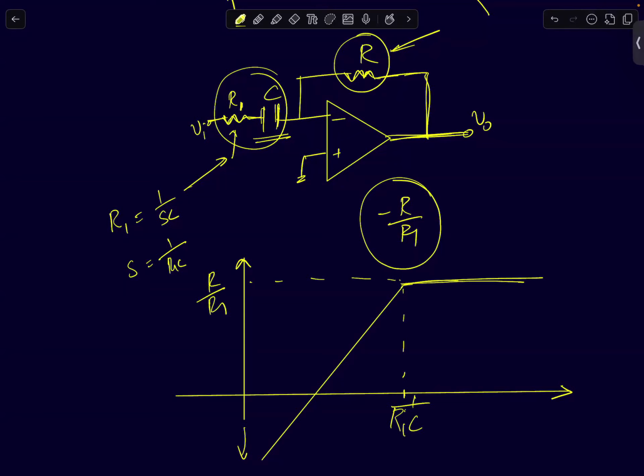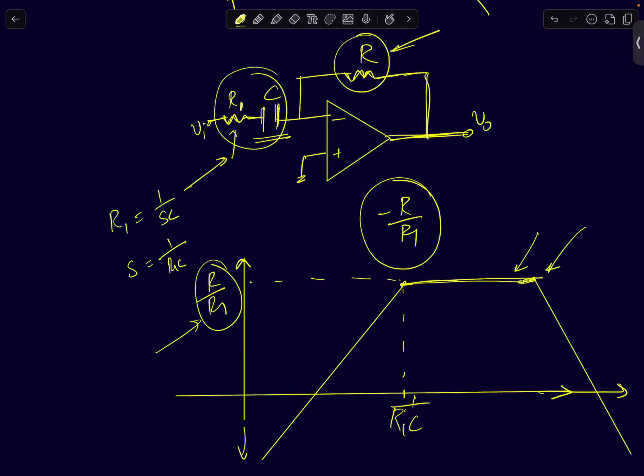Now, let me further pose another question. I'll tell you that I want this high frequency gain to not even be flat. Because maybe R by R1 can be a large number. Obviously, R will be greater than R1. So in that case, I don't want this gain. I want this gain to further roll down. What can I do? If I want this gain to roll down, what can I do?